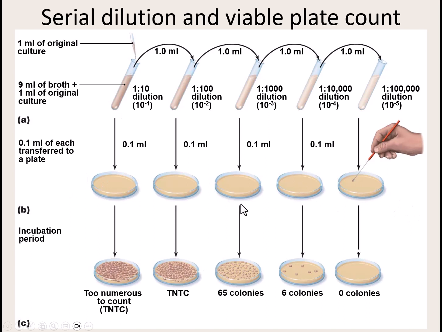If I have a 1 to 10,000 dilution, and then I still only put 0.1 milliliter, so I don't even put a full milliliter, so this is actually another tenth of a dilution because I'm taking a tenth of a milliliter, and I put that on a plate, I can go back and do some math and say, well, there's 6 colonies times 10,000 times another 10. So ultimately 6 times 100,000. I can say there's 600,000 bacteria per milliliter.